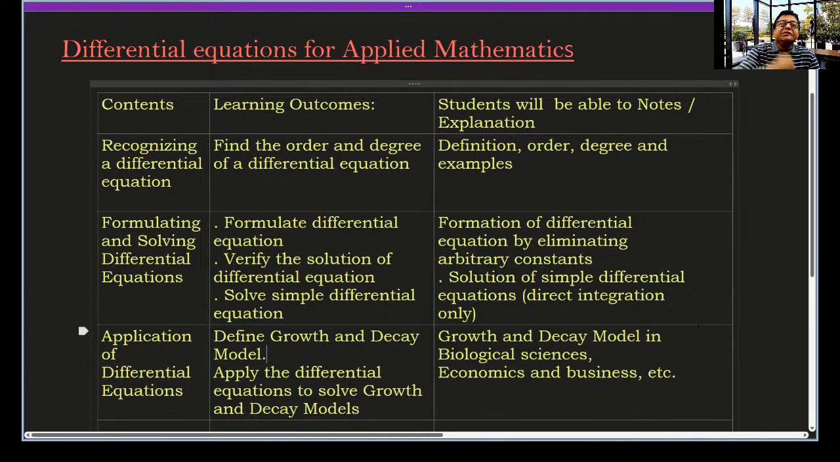So only this much is there in your syllabus, and tell me what you have understood. You just have to study order and degree, definition is also very important always, then formation, solution by separation of variables method, and then growth and decay models in practical areas. Normally it happens in biological science, economics and business. That's why they have mentioned it like that.